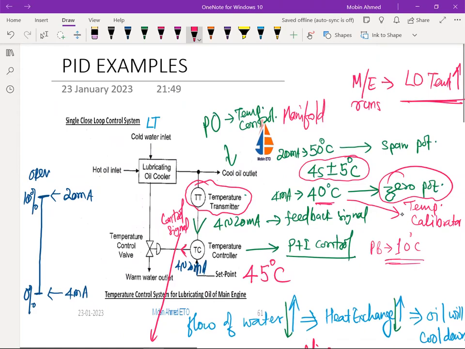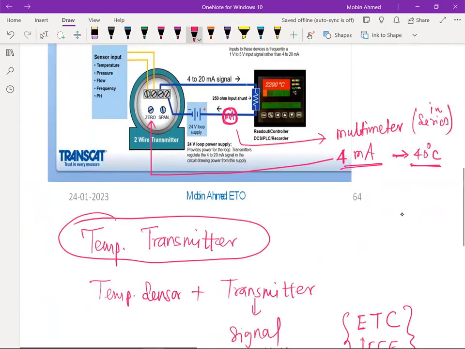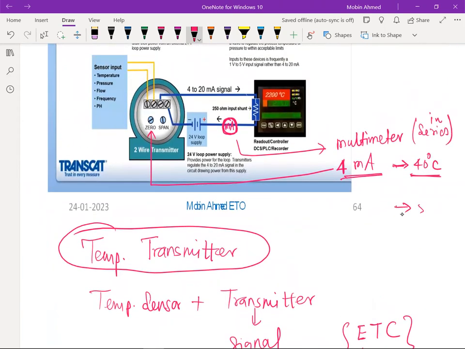Now set the temperature calibrator to 50 degrees centigrade. It is supposed to read 20 milliampere. If it is not reading that, you need to set it with the span. Once you have set the zero, do not touch it. Thereafter you only adjust the span, so the multimeter reads 20 milliampere. This is how we do the calibration.